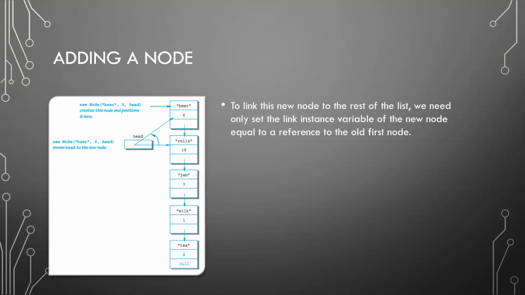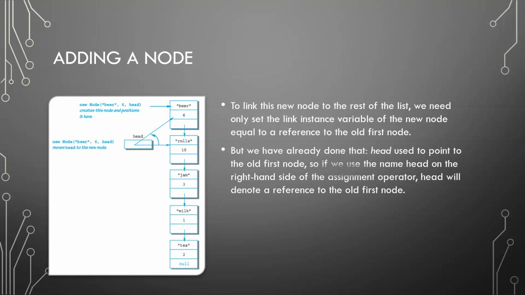So to link this new node to the rest of the list, we need only set the link instance variable of the new node equal to a reference to the old first node. But we've kind of already done that. Head used to point to the old first node. So if we use the name head on the right-hand side of the assignment operator, head will denote a reference to the old first node. So that's the reason why we put it in here. You see the head is kept here as part of the constructor.